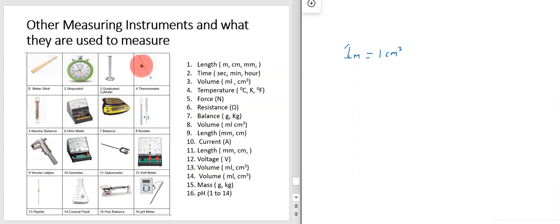The next one is a thermometer, and we use that to measure temperature. The units of temperature are degrees Celsius, the Kelvin, and degrees Fahrenheit. We will talk about temperature in more detail in later lessons. This here is what's known as a Newton balance. A Newton balance measures force, and force is measured in newtons, and we'll talk about that in more detail in subsequent lessons.